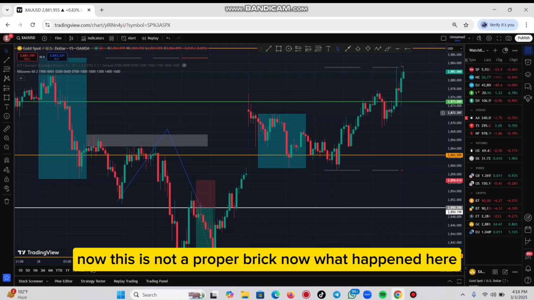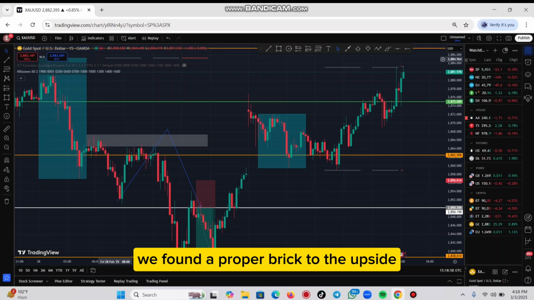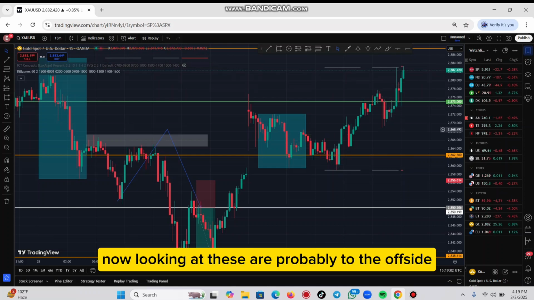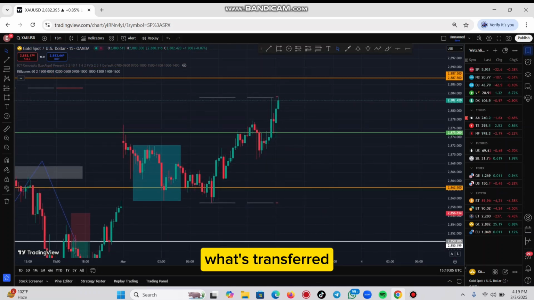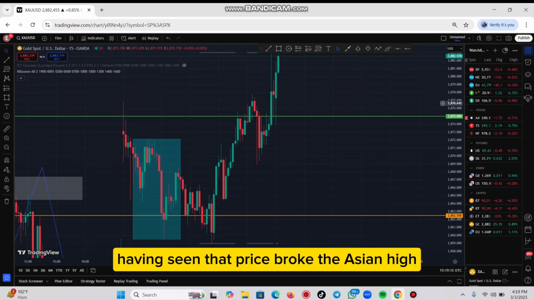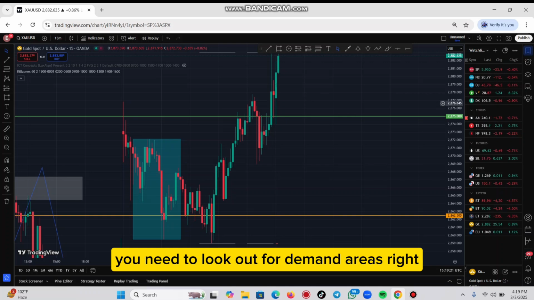Now what happened here? We found a proper break to the upside, right? We found a proper break to the upside. Now looking at this, a proper break to the upside, what transpired? Having seen that price broke the Asian high, we know that price is going to push up. Now what do you need to look out for? You need to look out for demand areas, right? You need to look out for demand areas.